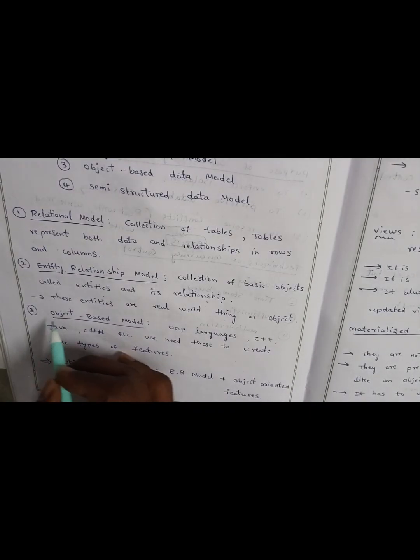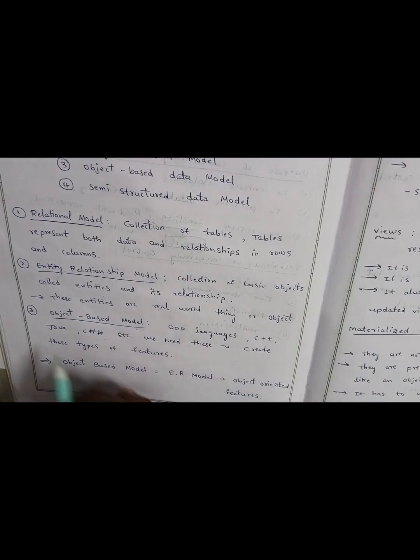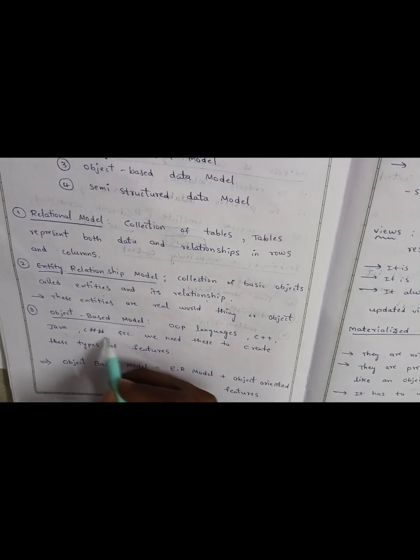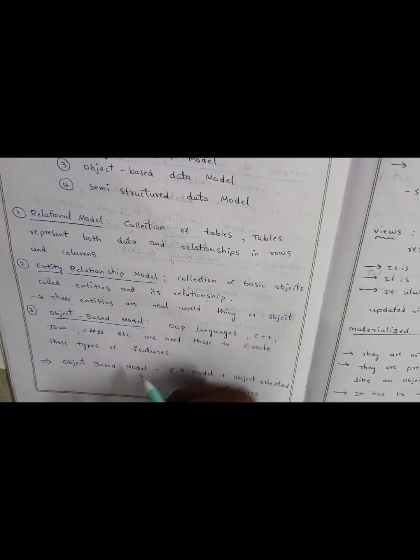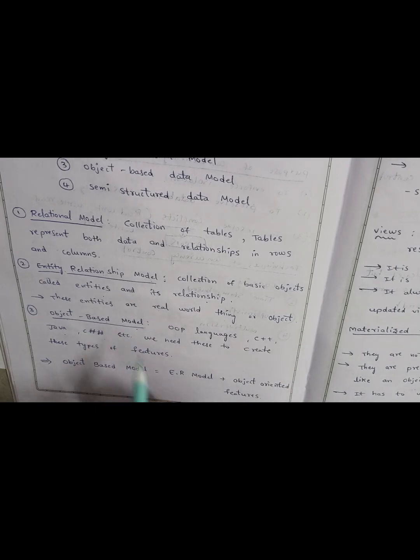Next, the object based model. OOP languages like C++, Java, C#, etc. We need these to create these types of features. To create the object based models, we need all these features. Object based model is equal to the ER model, that is the entity relationship model, plus object oriented features. These are needed to create this type of model.